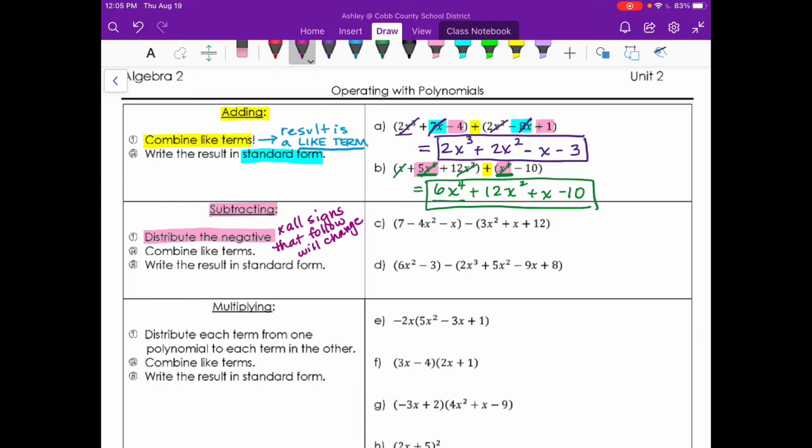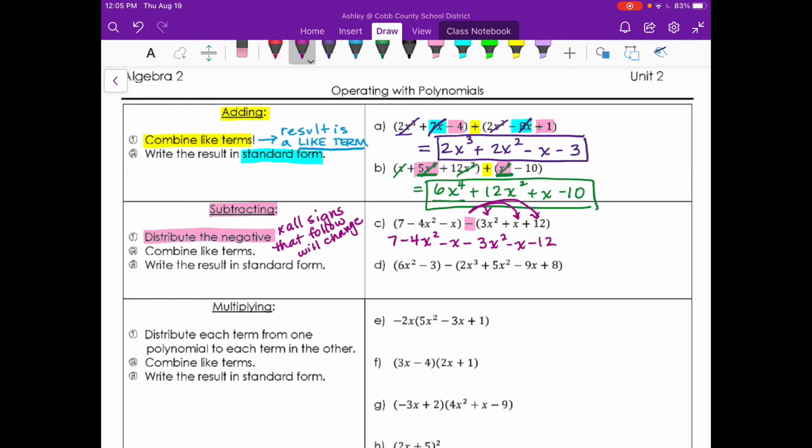Here we go. Example C, I'm going to rewrite the problem distributing the negative. So 7 minus 4x squared minus x, those didn't change. But following the negative, or the minus sign that tells me I'm subtracting, I'm going to distribute, which makes this a minus 3x squared, a minus x, and a minus 12.